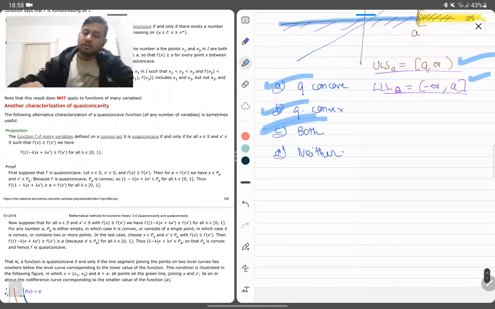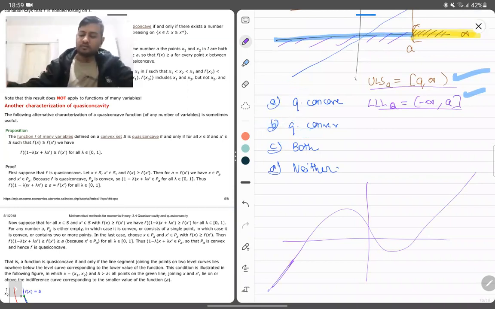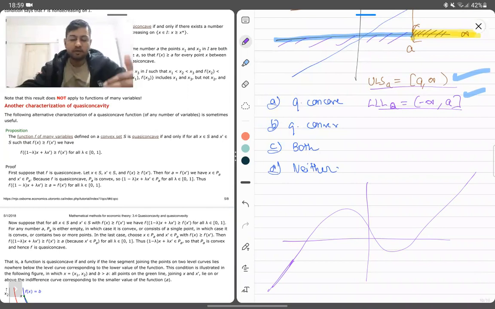Okay. एक और example लेते हैं. Again, same options. The function looks like this. एक cubic है इस type का. Now what is the answer? Remember, कोई एक upper level set convex या concave नहीं होना चाहिए. All the upper level sets need to be convex for quasi-concavity, and all the lower level sets need to be convex for quasi-convexity. Okay. Neither in this case. Very good.